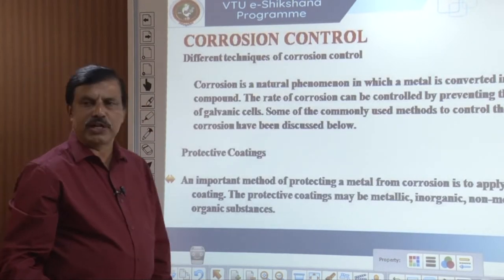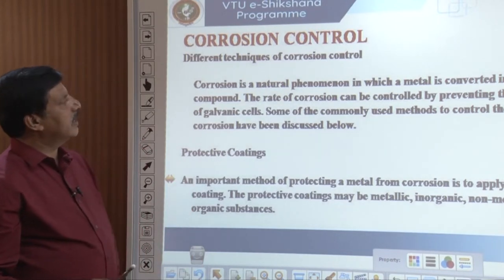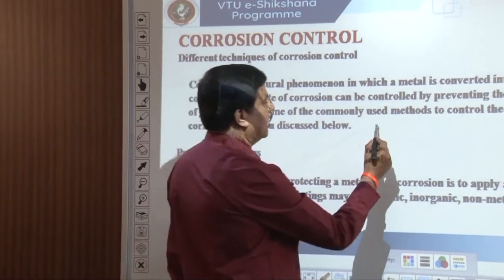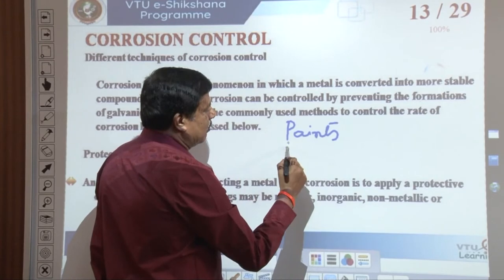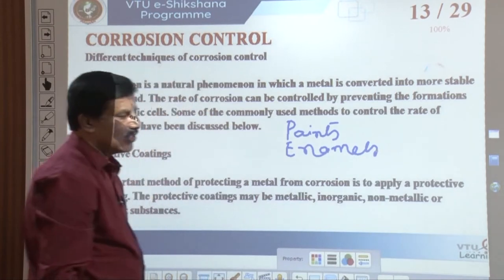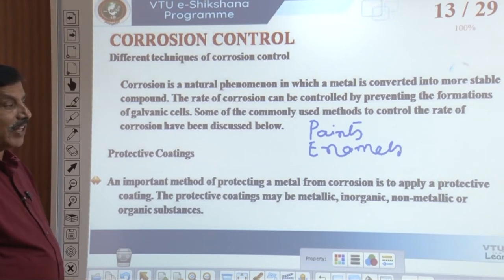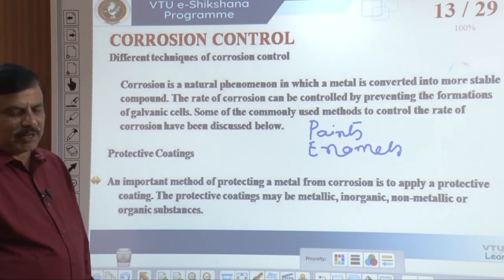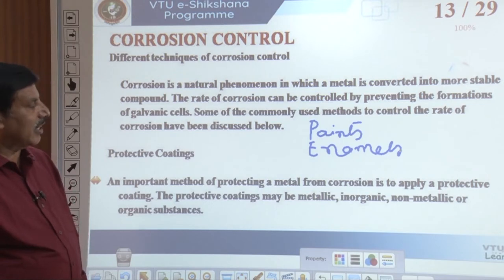Now, corrosion control. I told you in the beginning about metallic corrosion and its control, with different techniques of corrosion control. There are a number of techniques. I told you yesterday that somewhere you have to apply paints, enamels. For example, tube lights, refrigerators, washing machines, automobile industries. If you take the Maruti 800, most of the parts are non-metallic, and metallic parts are used only where necessary, whereas in the Ambassador car, most of the parts are metallic, and non-metallic ones are used only where necessary.